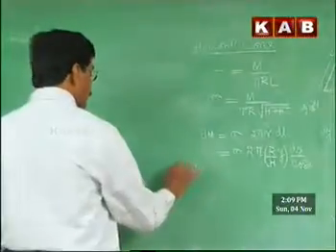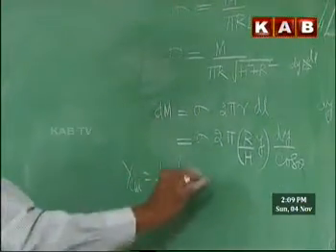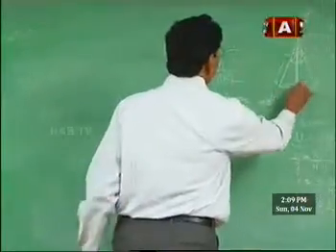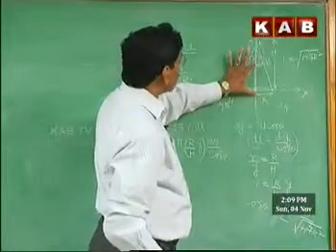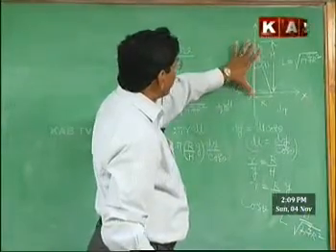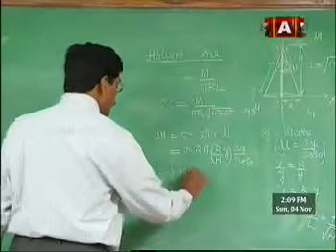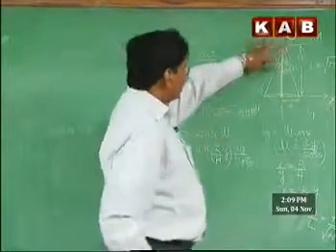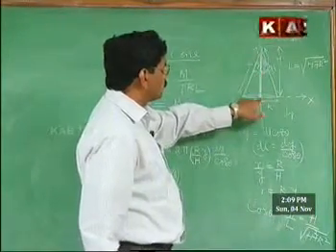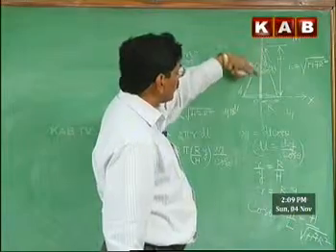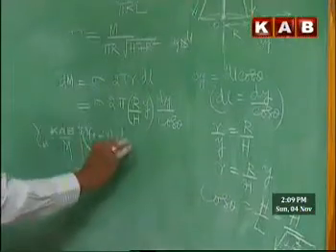Next, determination of YCM. YCM is 1 by m integral y dm. Here the y coordinate of the center of mass is not y. This distance is h minus y, therefore instead of y we should write h minus y. That is the location of the center of mass on the y axis measured from the origin. The origin we are choosing here, but y I am measuring from the top in this case. That's why it is h minus y into dm.